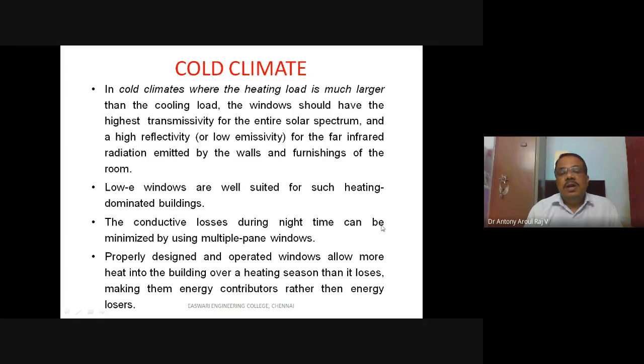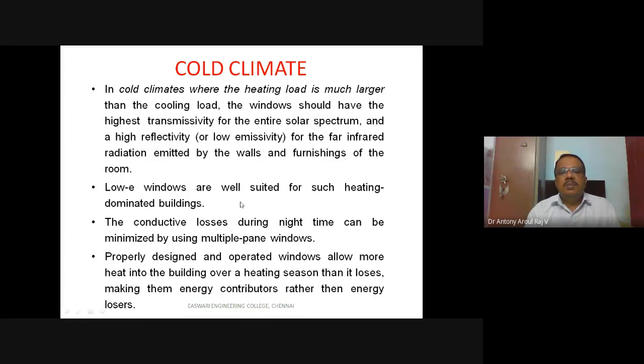So you can use multiple pane windows for that. We are going to discuss the technology of multiple pane windows, so that also it will be good. At night times you don't want to lose the heat from the building. So what you have to do? You have to decrease the U value. How can you decrease it? You have to have an insulating glass. The multiple pane windows are like insulating glass only. We are going to see that. So you should not lose energy in the colder climate.